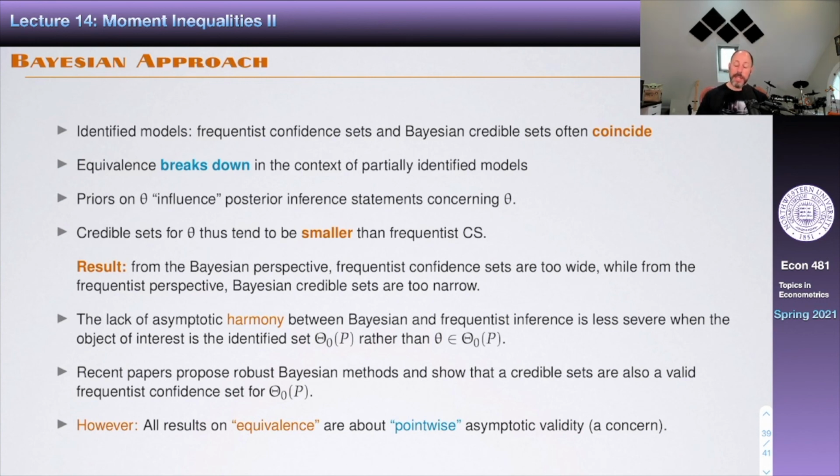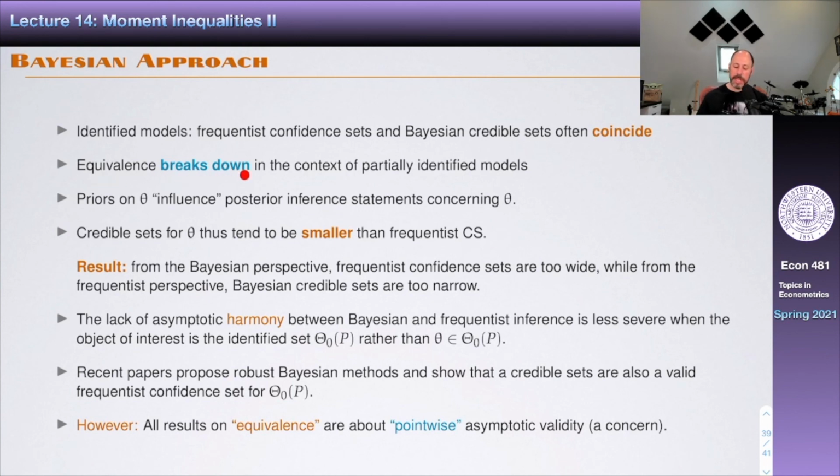So the insight that matters is the following. This one I want to go over so you understand. In identified models, if you just go to standard models, we want to do inference about the mean, frequentist confidence sets and Bayesian credible sets often coincide. If you're a frequentist, you do X bar plus or minus whatever, and if you're a Bayesian, you put a prior, get a posterior, and form a Bayesian credible set. At the end of the day, everything is about the likelihood. These two things are the same. It's just about interpretation, but they give you the same answer.